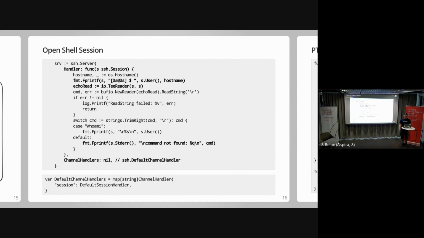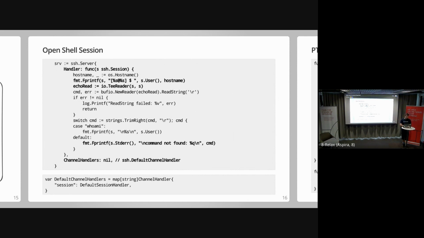The shell session is handled by the handle function you already saw in the Hello World example. The SSH session implements IO read writer interface for the standard input and standard output. So yeah, if we want the client to see the output, like its input, we need to write it back to the session. That's what the T reader does.